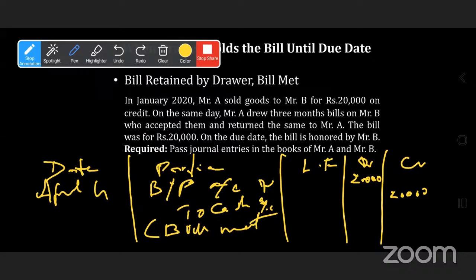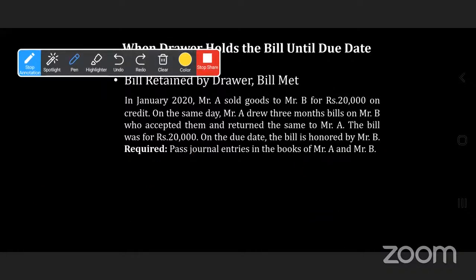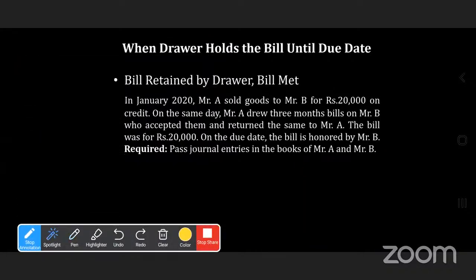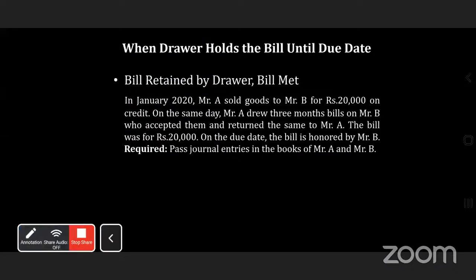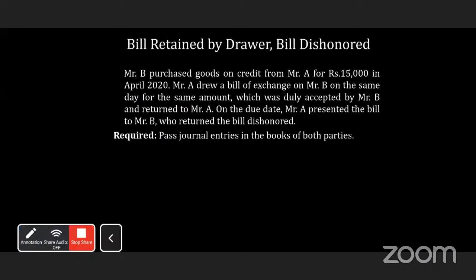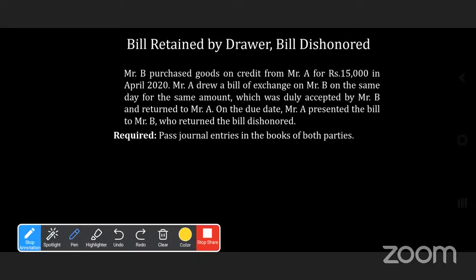Okay. Now the journal entries for A and B are over for this type of illustration, bill retained by drawer and bill met. In that case, you have to pass all these journal entries. Now let us go to another case.